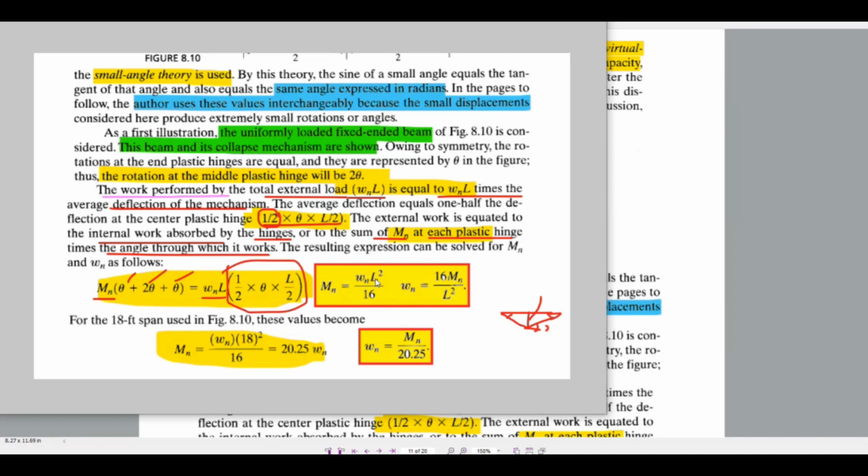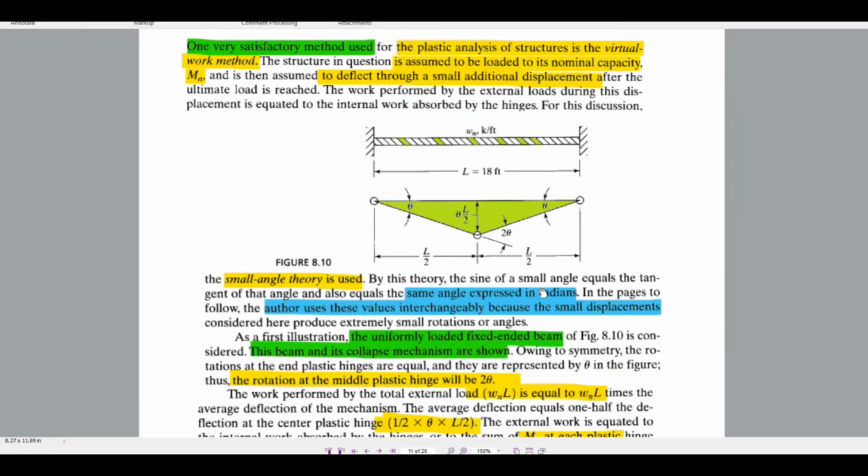So total, Wn L squared by 16. That's the total nominal load, Wn L squared by 16. So Mn equals 16 nominal moment divided by L squared. If the span is 18 feet, we can see Mn is Wn into 18, L squared by 16, right? So 20.25 magnitude. So Wn equals Mn divided by 20.25.